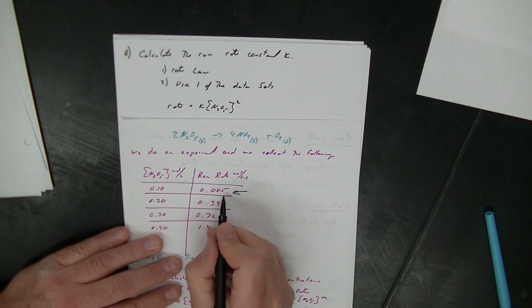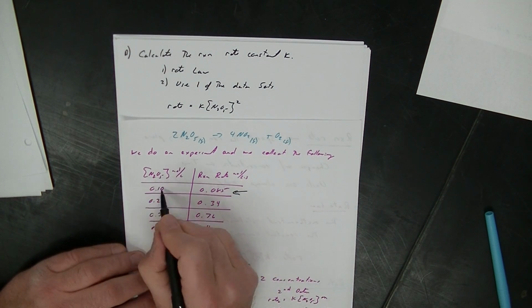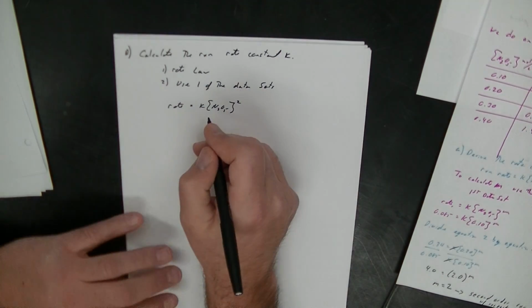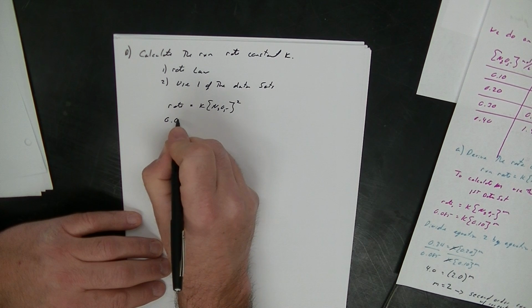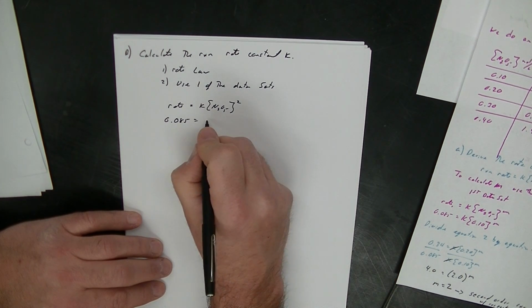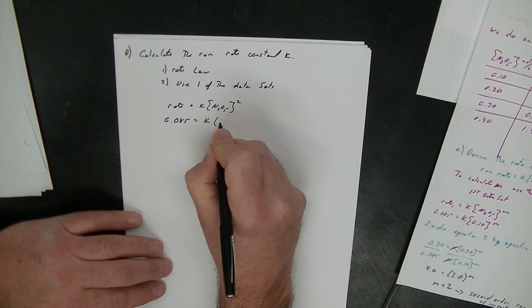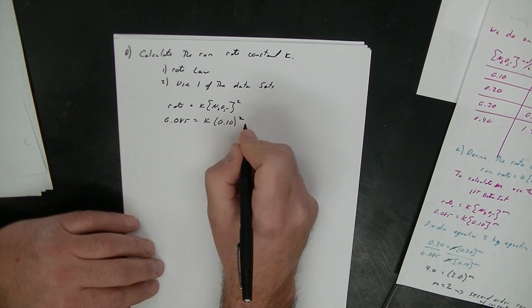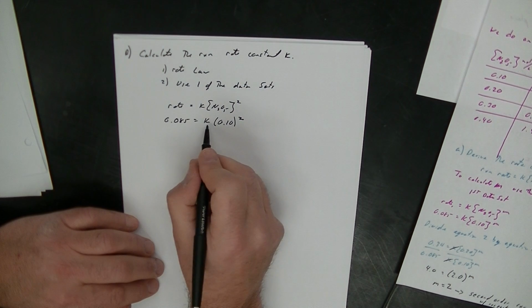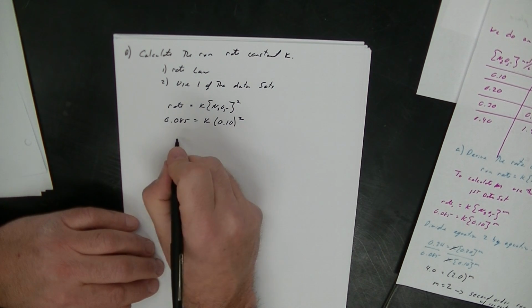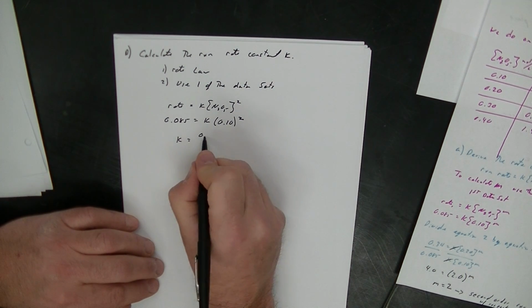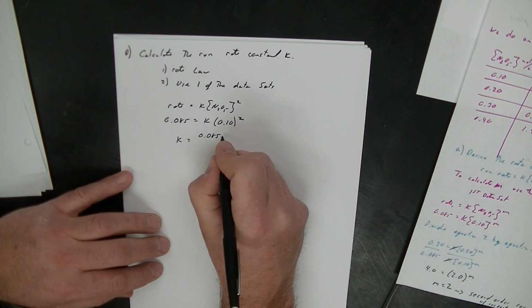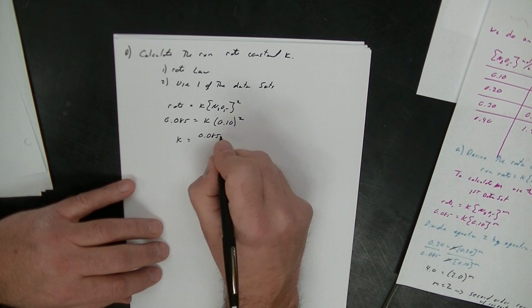So I have a reaction rate of 0.085 and a concentration of 0.10. So I'm going to put that into my rate law. So I have 0.085 equals K times 0.10 squared. So I've got to get K by itself. So K equals 0.085. And let's put in units because we're going to have to use them to calculate.